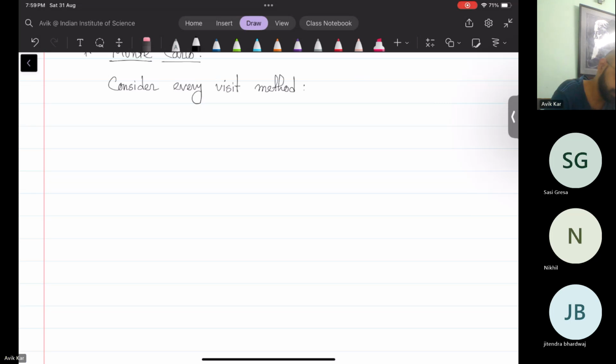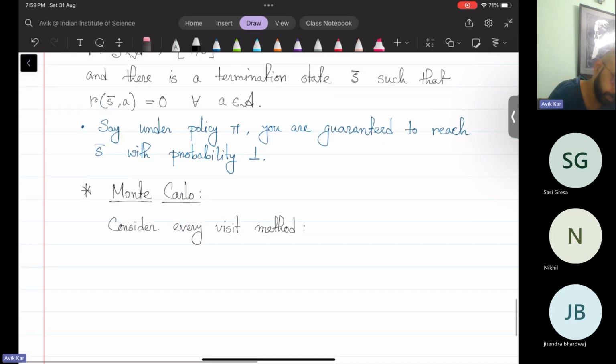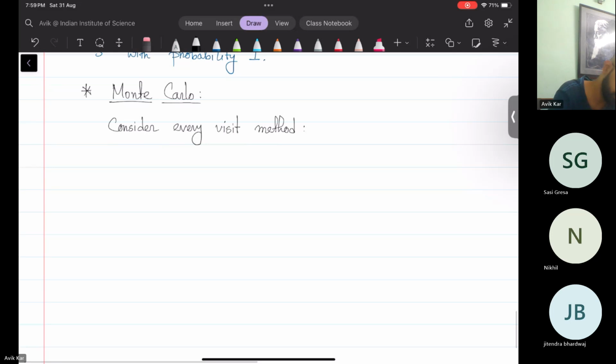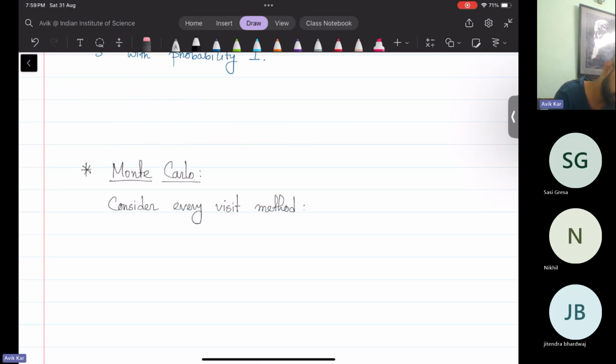Okay, there are n states. Before going there, let us assume this. The state space is the set 0, 1, up to n, and s bar. So we have capital N normal states and one termination state.